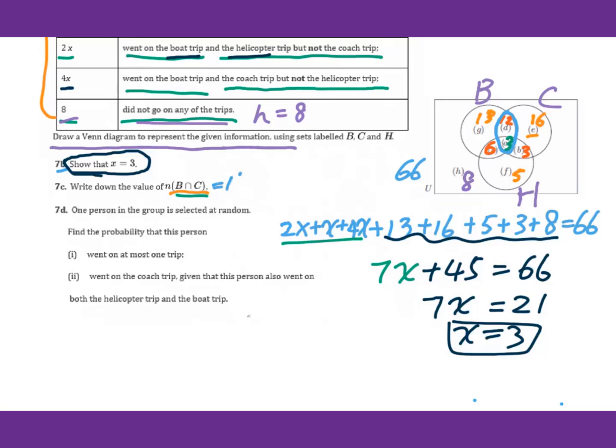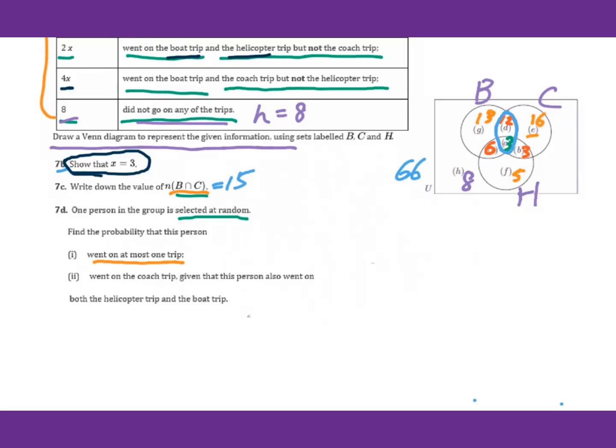That equals 15. One person in the group is selected at random. Find the probability that this person went on at most one trip. At most one trip means this person either didn't go on any trip or went on only one trip.